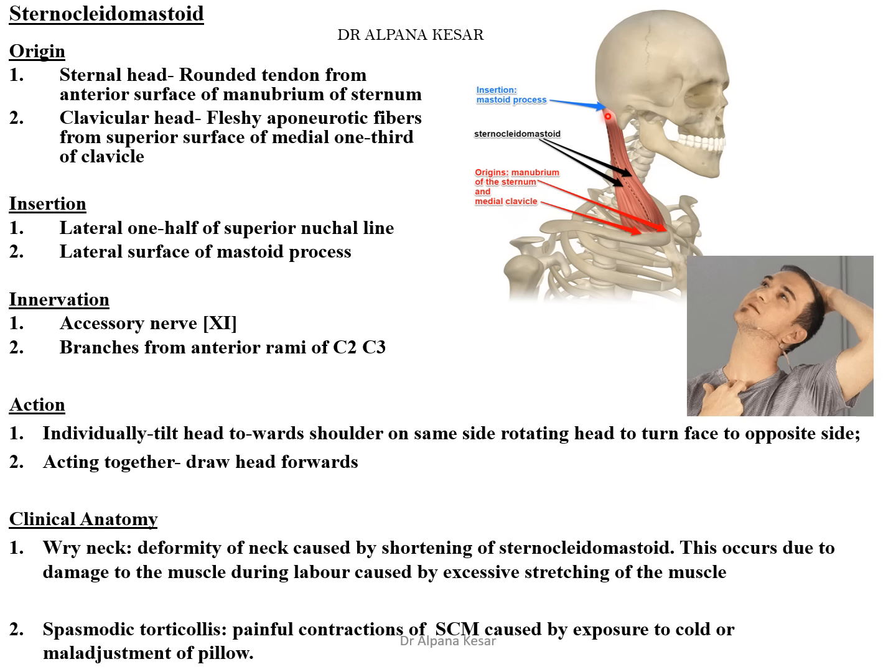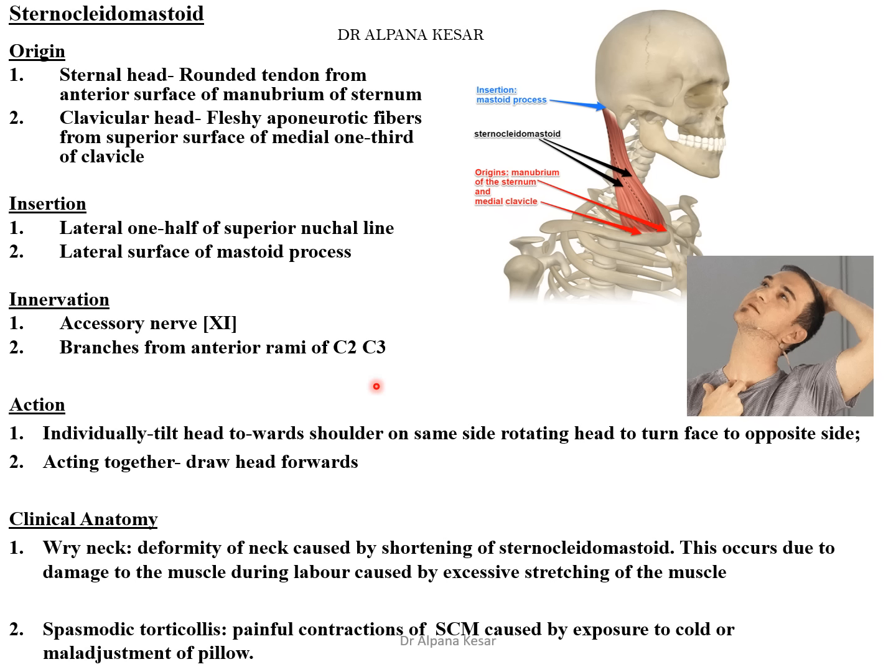Insertion is in the lateral half of the superior nuchal line and also on the lateral surface of the mastoid process. Nerve supply is by spinal accessory nerve, which is the 11th cranial nerve. Innervation is also by branches from anterior rami of the second and the third cervical spinal nerves.